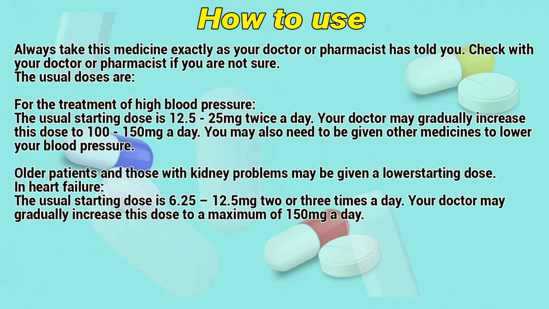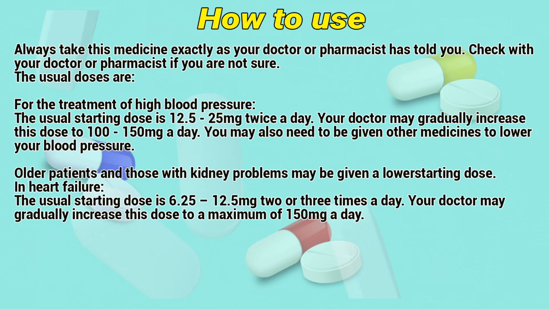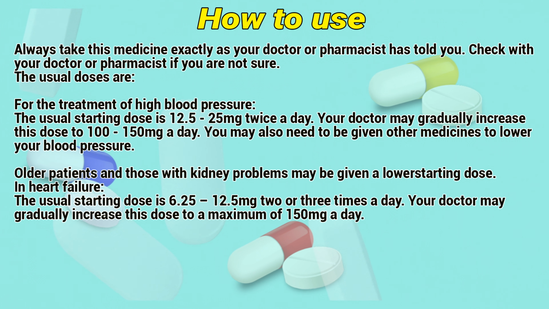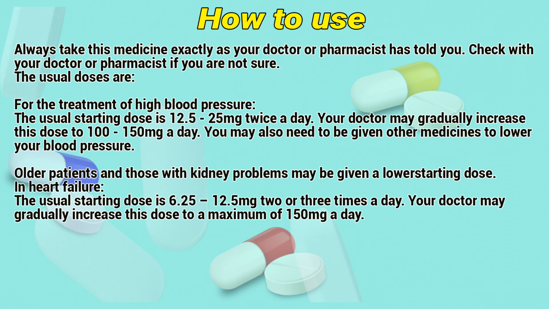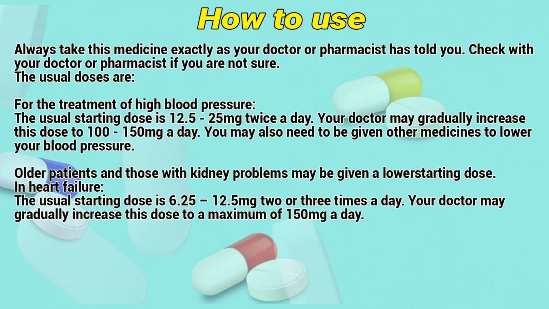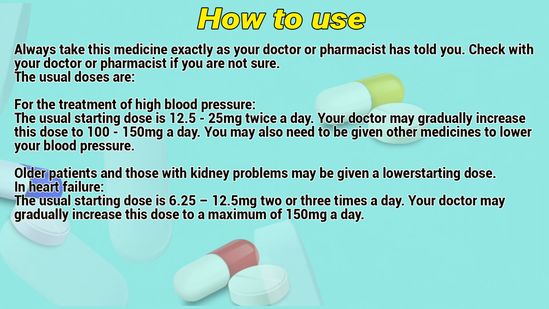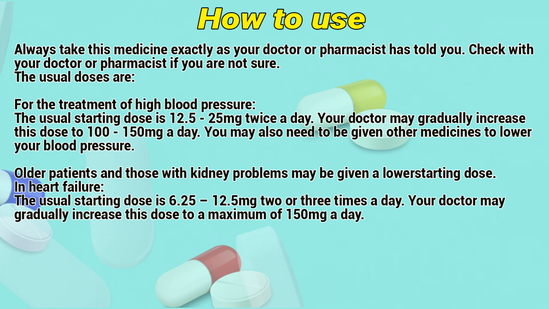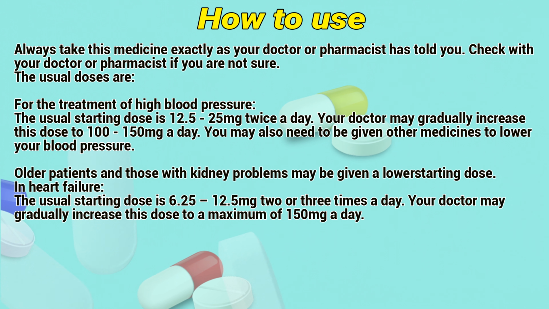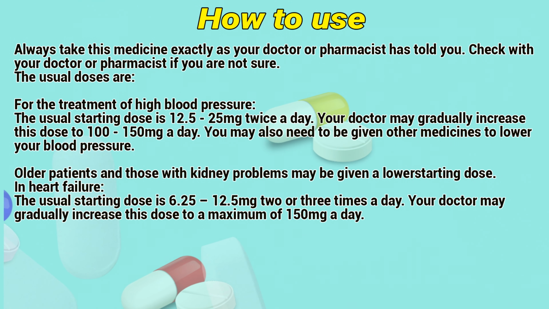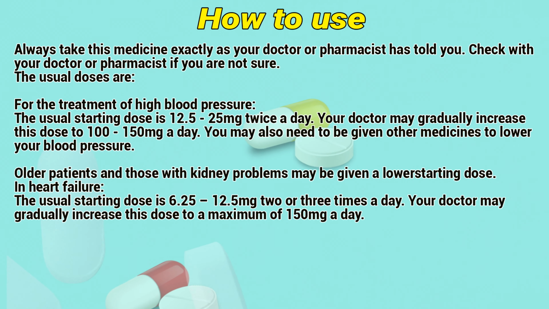How to use. Always take this medicine exactly as a doctor or pharmacist has told you. Check with your doctor or pharmacist if you are not sure. The usual doses for the treatment of high blood pressure: the usual starting dose is 12.5 to 25 mg twice a day. Your doctor may gradually increase this dose to 100 to 150 mg a day. You may also need to be given other medicines to lower your blood pressure.